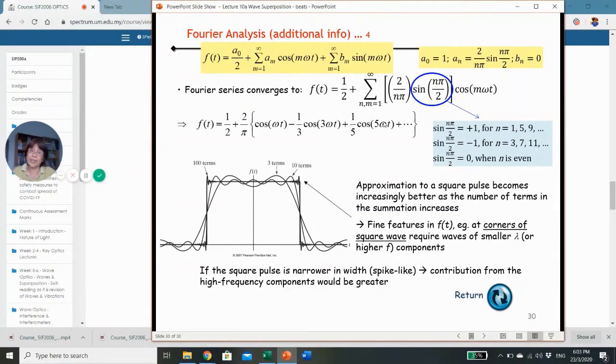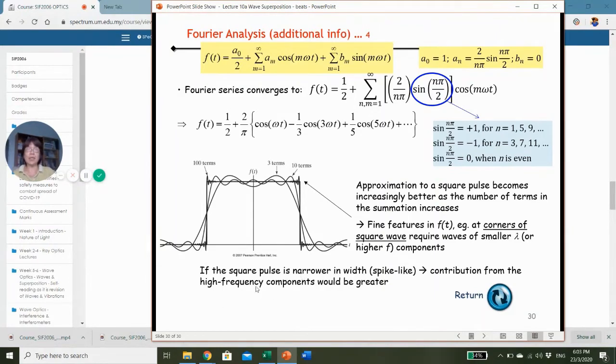And if we only use 3 terms, you'll find that it will be represented by this one here, which is not so close to it yet. And if you increase the number of terms, now you go to 10 terms, it gets more and more like the square pulse. And if you go to 100 terms, then you have a better representation. So from here, you'll note that the fine features of this series, that is at the corners of this square wave, will require waves of smaller wavelength, or higher frequency components, in other words. Otherwise, you'll miss all these fine features, these sharp corners here.